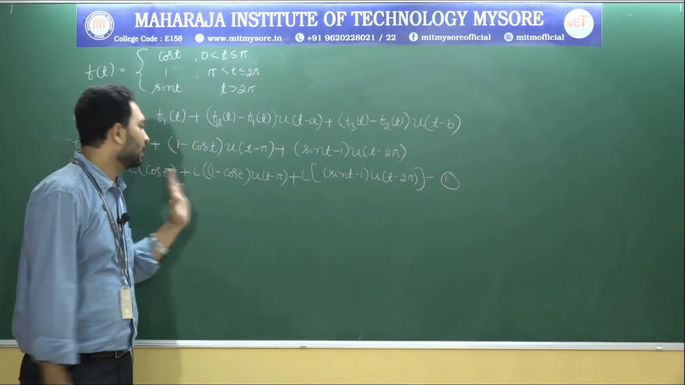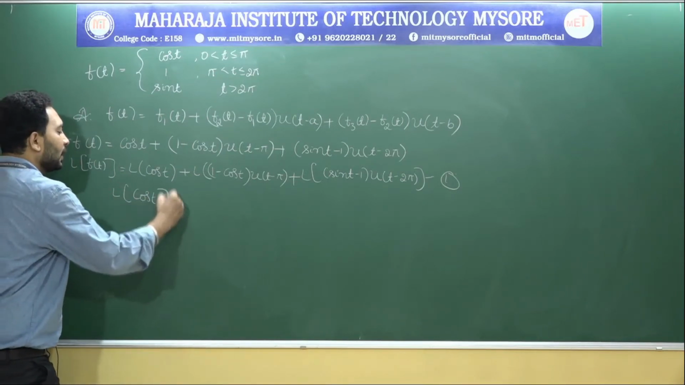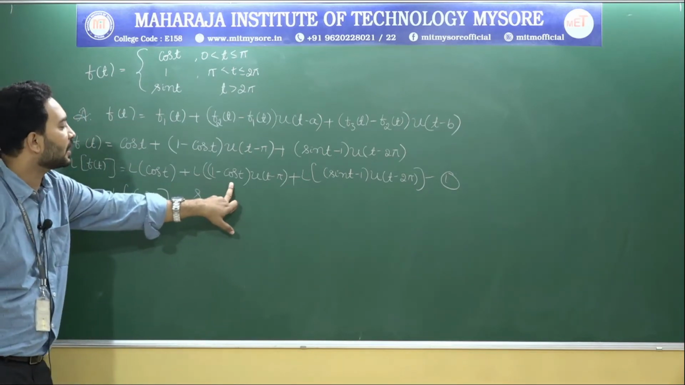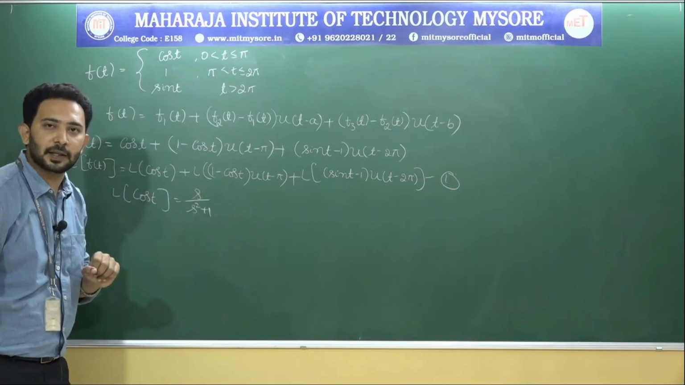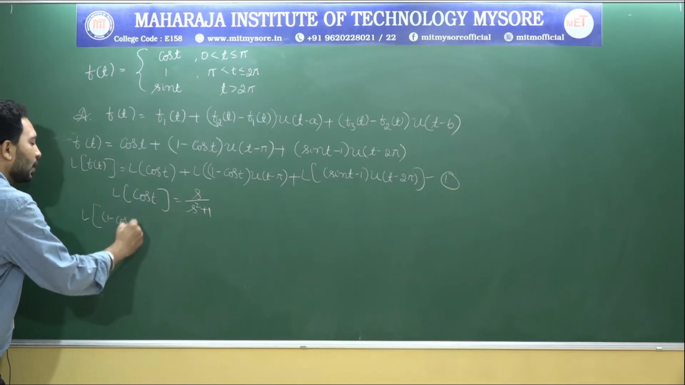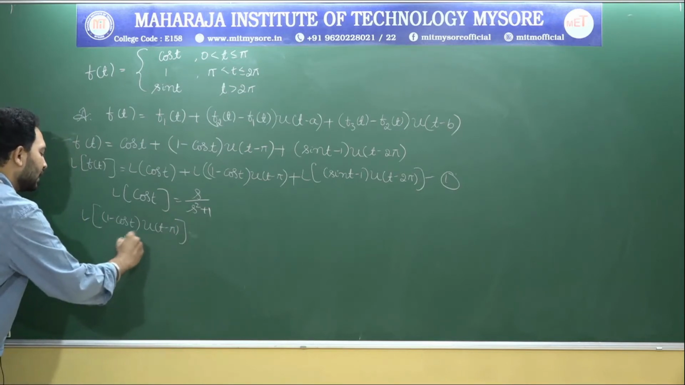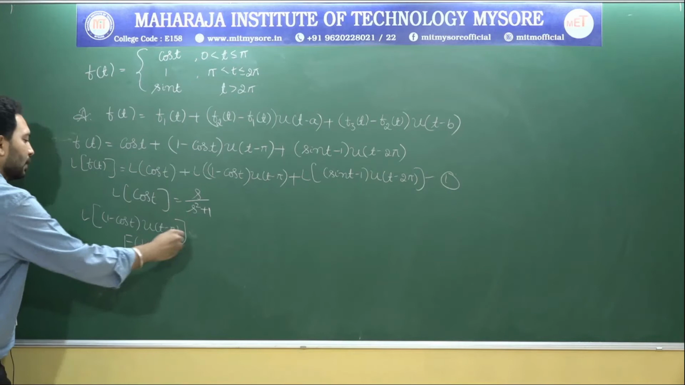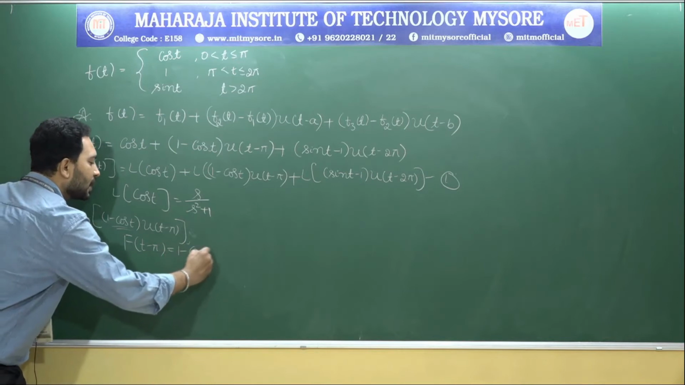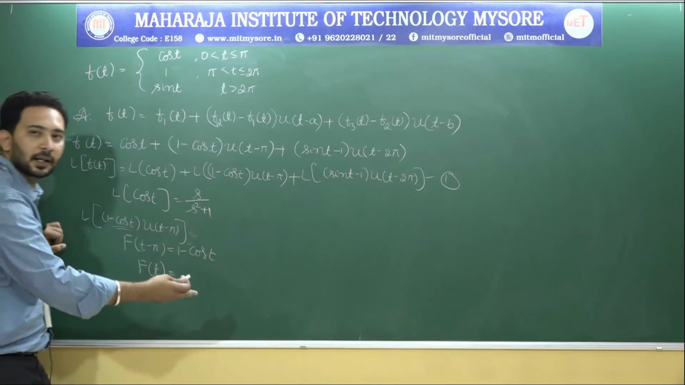Next we need to solve these things. We know the Laplace of cos t. What is Laplace of cos t? It is s divided by s square plus 1. Simple. Next I require Laplace of 1 minus cos t into u into t minus pi. I will take this as f of t minus pi equals 1 minus cos t. So f of t equals, replace t by t plus pi.